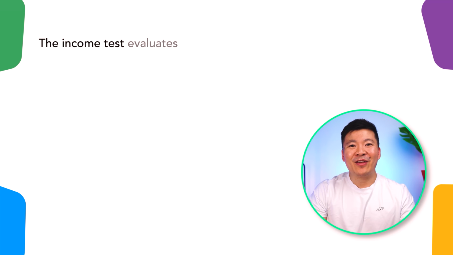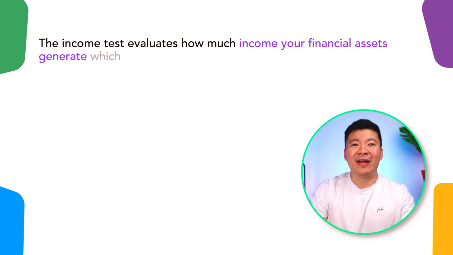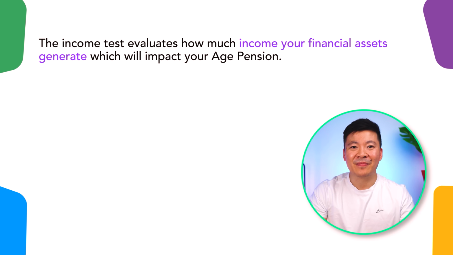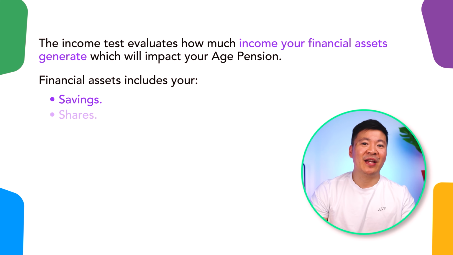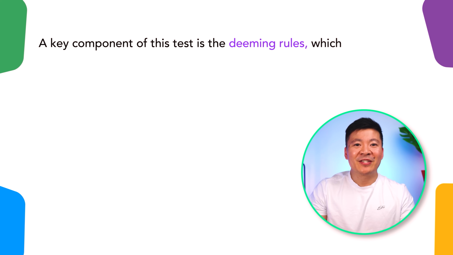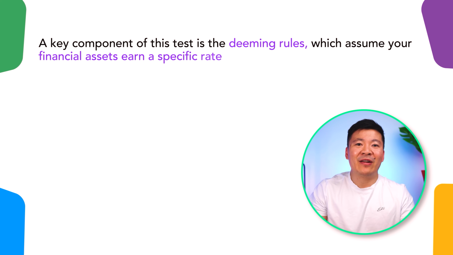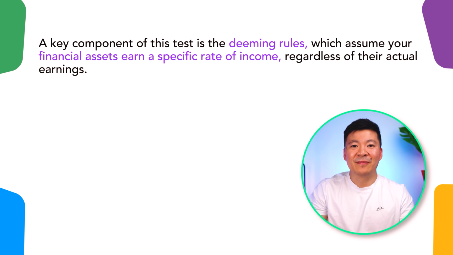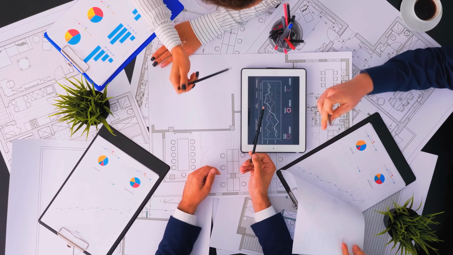The income test. The income test evaluates how much income your financial assets generate, which will impact your age pension. Financial assets include your savings, shares, and superannuation. A key component of this test is the deeming rules, which assume your financial assets earn a specific rate of income regardless of your actual earnings. These deeming rules calculate the income from your financial assets, which is then combined with your other income to determine your payment rate through the income test.